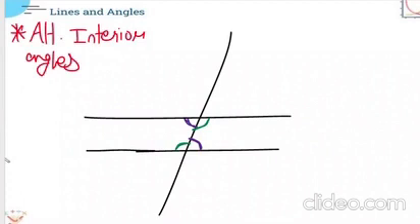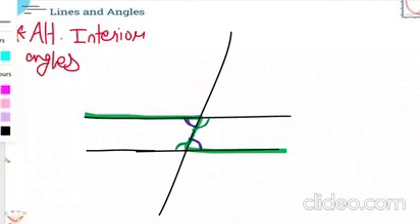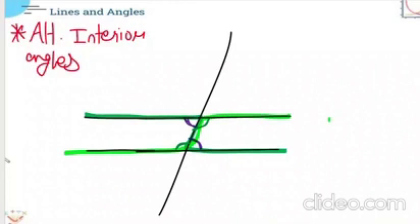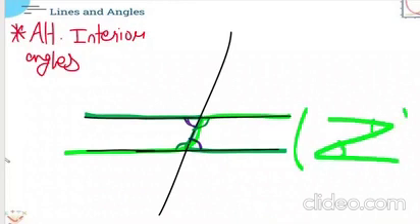Now if you see, can we observe a shape again? Yes, we can see. Which shape are you observing here? If you see carefully, we are observing a Z kind of shape, isn't it? So these angles are my alternate interior angles. They will be in a kind of Z format.